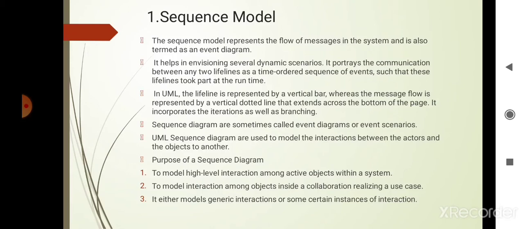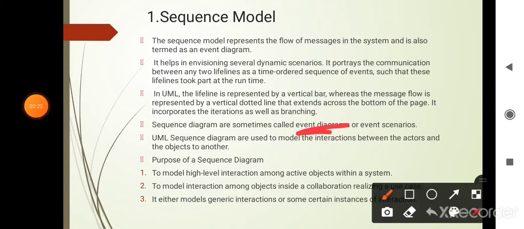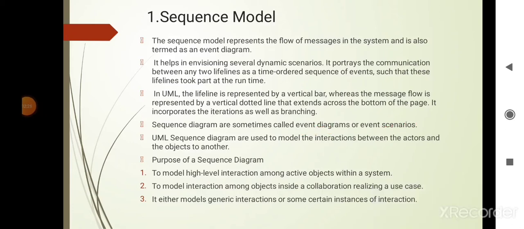It portrays the communication between two lifelines as a time order sequence of events, such that these lifelines take part at the runtime. In UML, the lifeline is represented by a vertical bar, whereas the message flow is represented by a vertical dotted line that extends across the bottom of the page, and it incorporates the iteration as well as branching. Sequence diagrams are sometimes also called event diagrams and event scenarios. UML sequence diagrams are used to model the interaction between actors and objects.